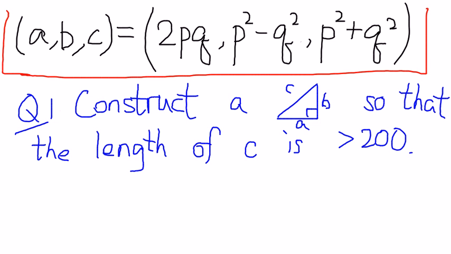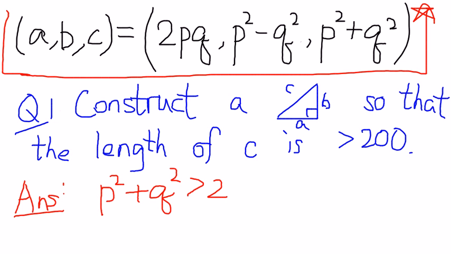I'm asking you to construct a right angle triangle so that the length of C, which is the hypotenuse, the highest length here, is bigger than 200. So how to do it? If you look at the previous formula up here, to get C bigger than 200, it basically means that I want the following: P squared plus Q squared bigger than 200.